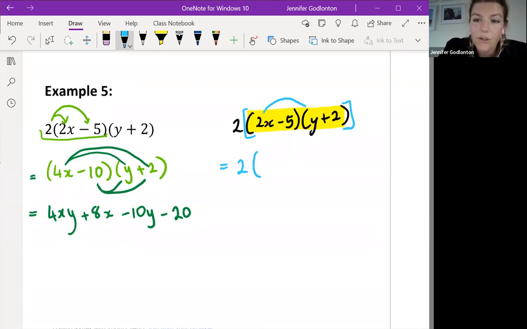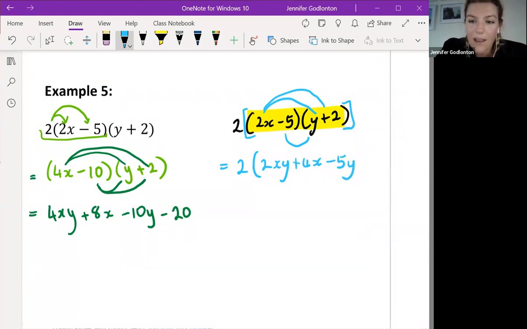So we would say 2x times y, which is going to give us 2xy. 2x times 2, which would give us 4x. Negative 5 times y, which gives us negative 5y. And then negative 5 times 2, which gives us negative 10.